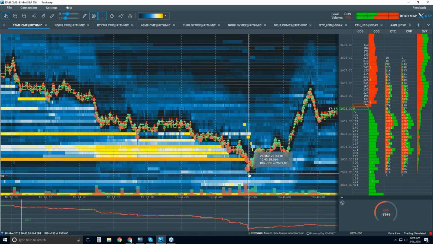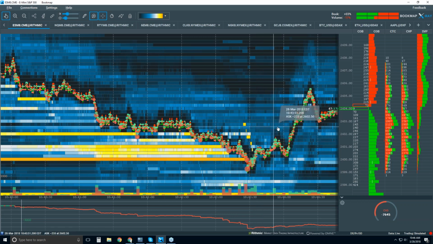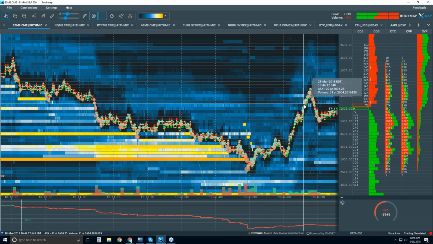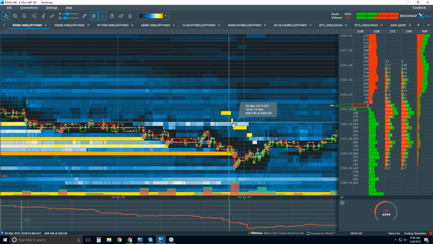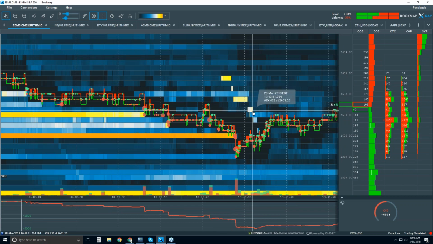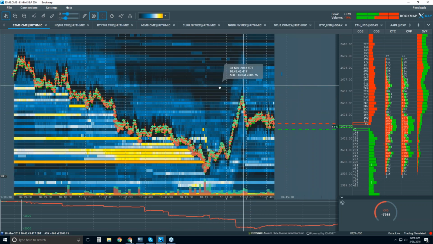Now you can see we went through by just a point, like 4 ticks, down to 99, and then we came back up. Okay, and look, we found buyers here on the other side. This is classic, and this is exactly what we're looking for, especially with the little spoof here. Great stuff.